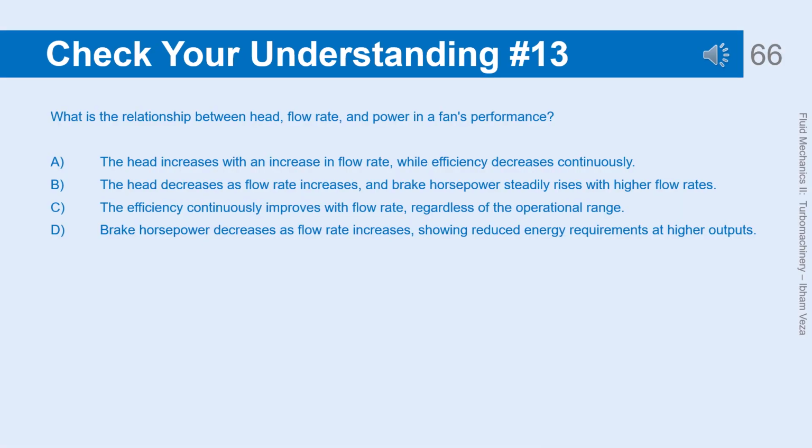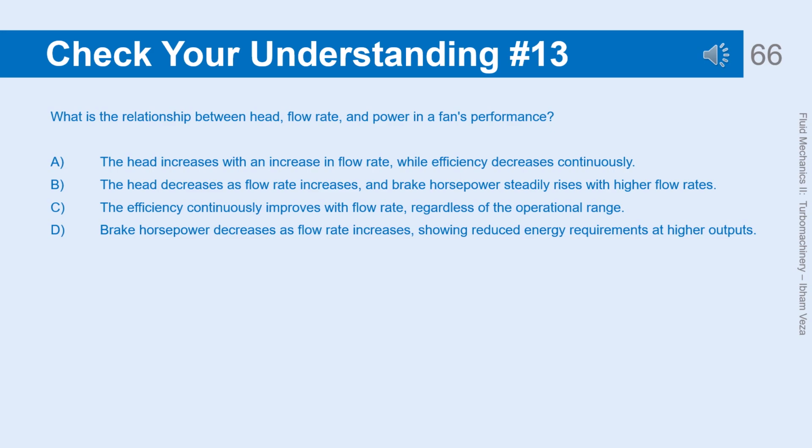Correct answer, B. The head decreases as flow rate increases and brake horsepower steadily rises with higher flow rates. Explanation of incorrect options. Option A. The head does not increase with flow rate. It decreases due to energy transfer limitations, and efficiency does not continuously decrease but peaks at an optimal flow rate.